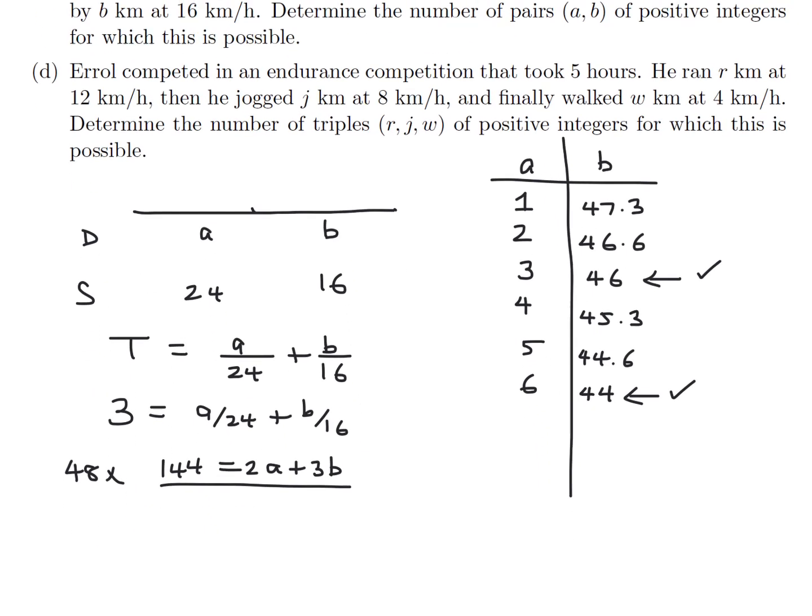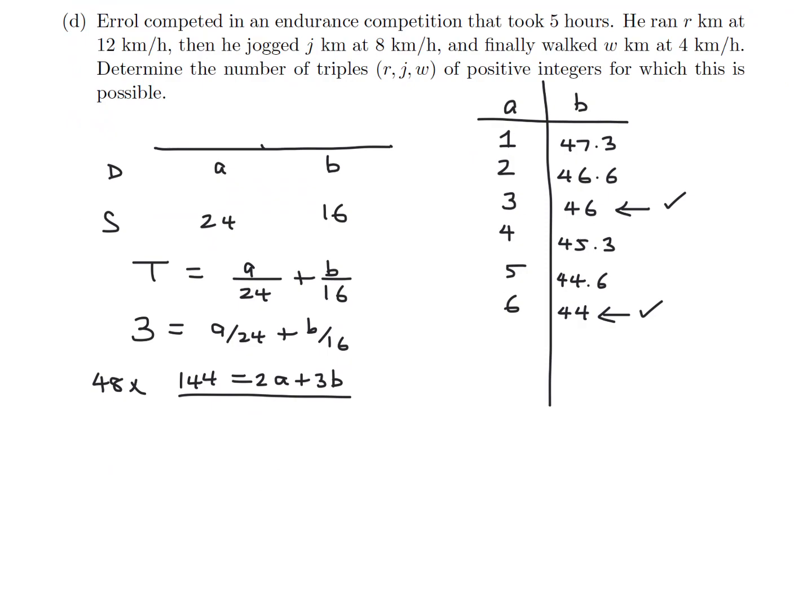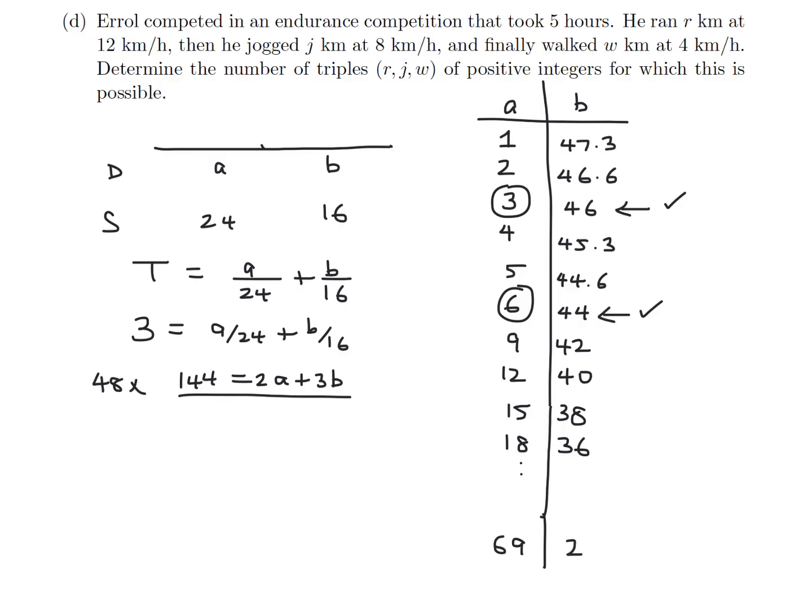Okay, so if you keep extrapolating this list, you'll notice that every 3, you'll get an integer value for B. So 9 would give you 42, and 12 would give you 40. And as you can see, the B's are going down by 2. So it makes it really easy to make this list. 18 is the next one, and so on. You can just keep going down, and eventually you'll get down to 2, and this will be 69. And if you count them all up, the ones that give integer solutions, you'll see that there's 23 of them.